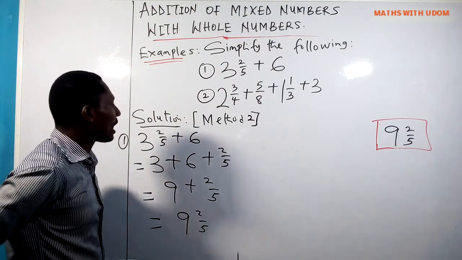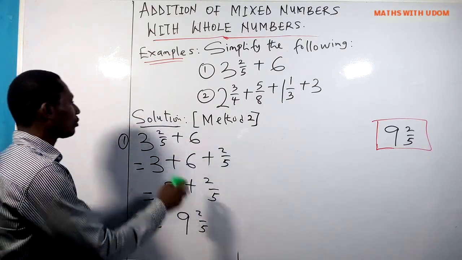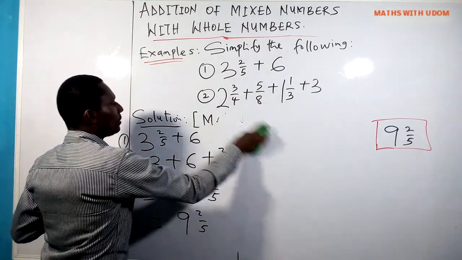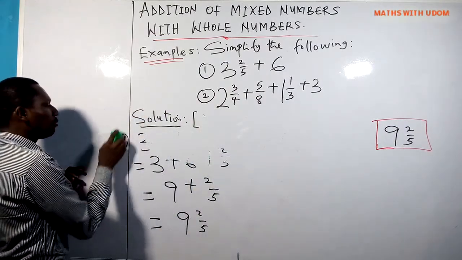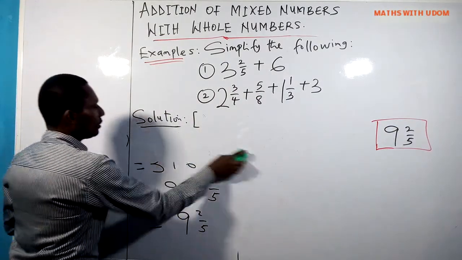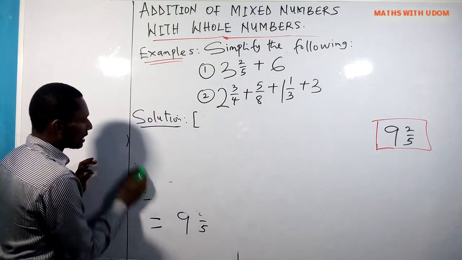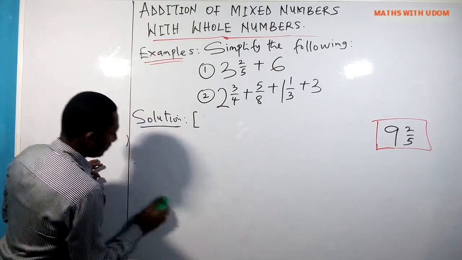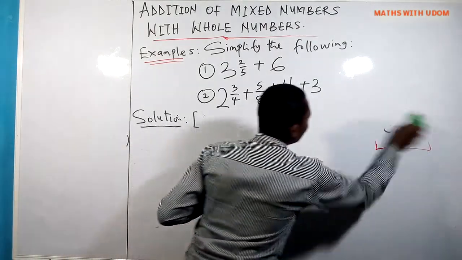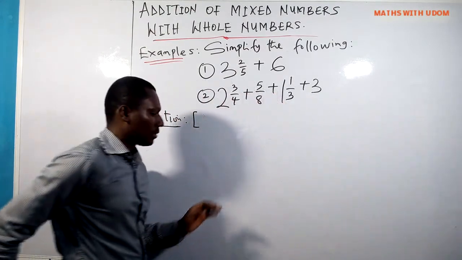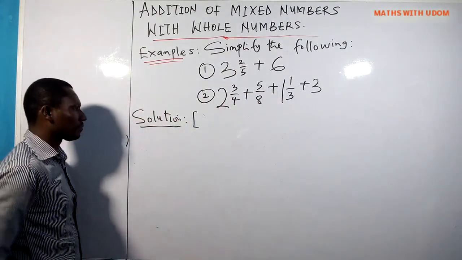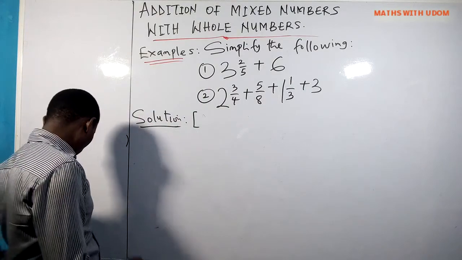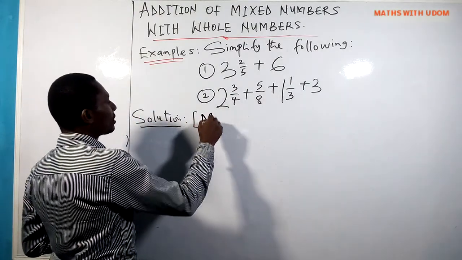Is that okay? Now let's move to our example 2, the second example. For example 2, we also have 2 methods we can use to solve it. So what do we have in example 2? Let's move to the first method, method 1.